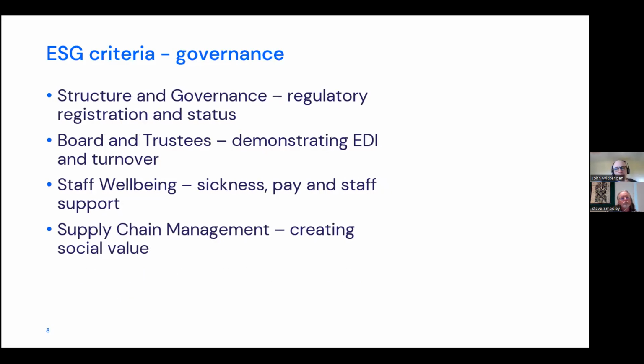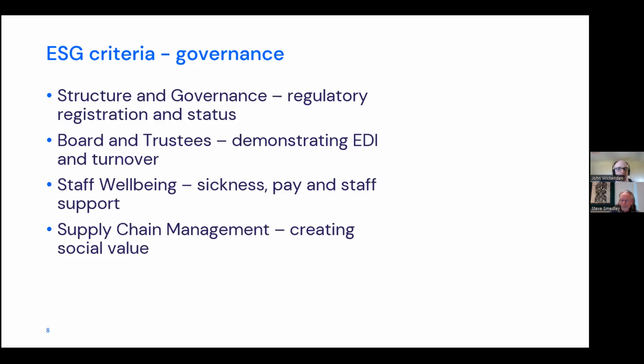Okay, so I'll move on to governance and then have another quick pause for questions. This is the final part of ESG in the sustainability and reporting standard. This is looking at some fairly basic questions. Are you registered with a regulator? What is your status? The governance type stuff.